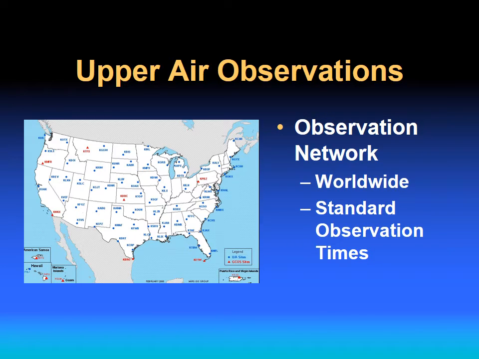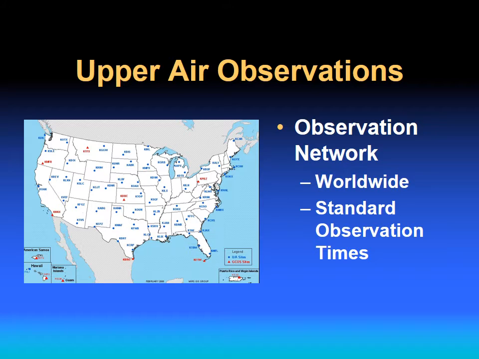These observations are made all across the United States and all across the world. The map that you see here is a map of all the stations that are sending up radiosondes across the United States. And the standard times for radiosonde observations are at 12Z and 0Z. I think you've probably seen this before, learned this back in your introductory meteorology class.